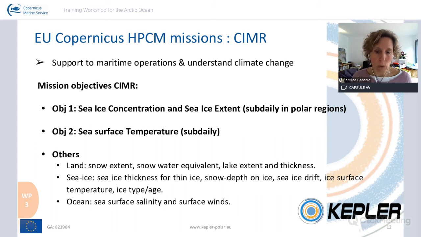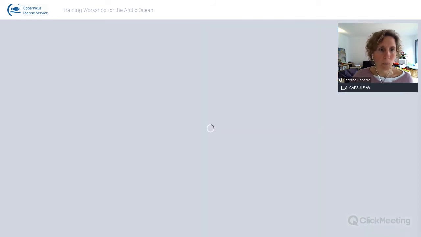Snow depth on ice, which is really important, sea ice drift, ice surface temperature, ice type and age, and sea surface salinity and winds.